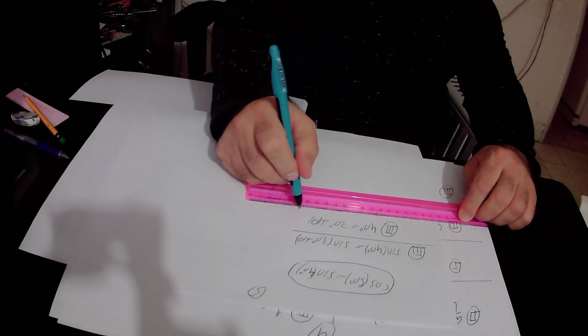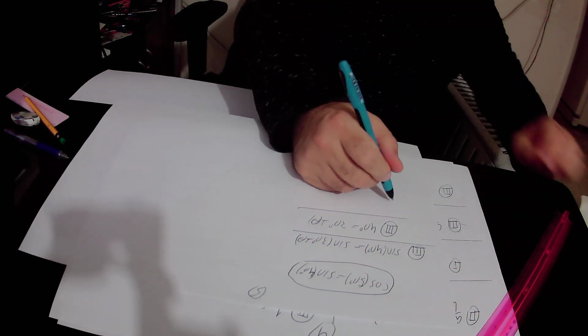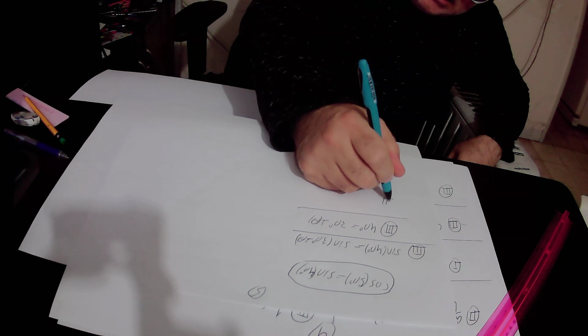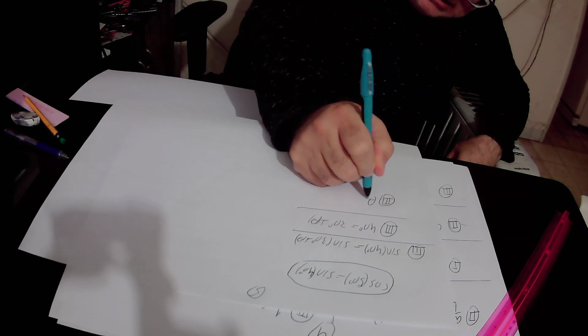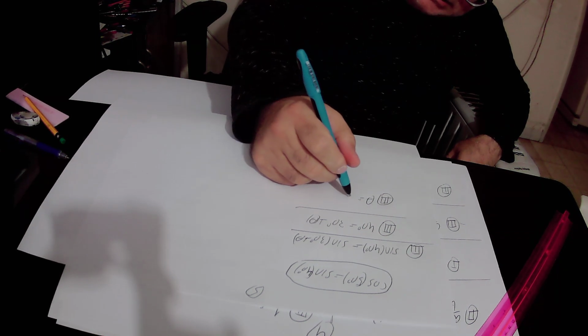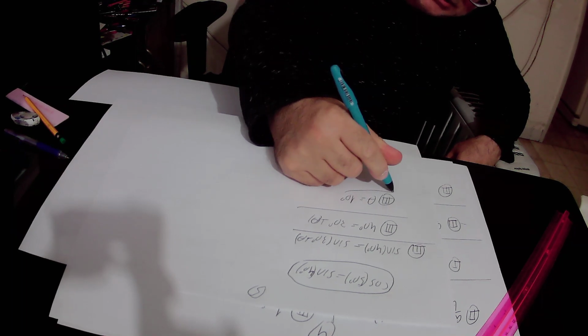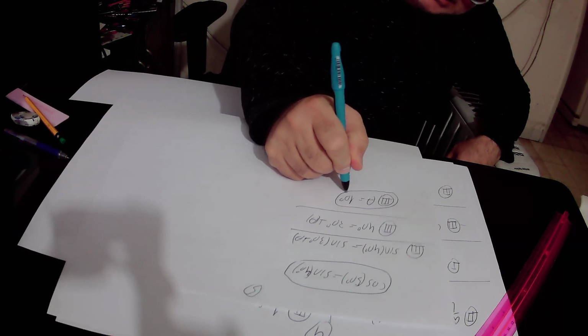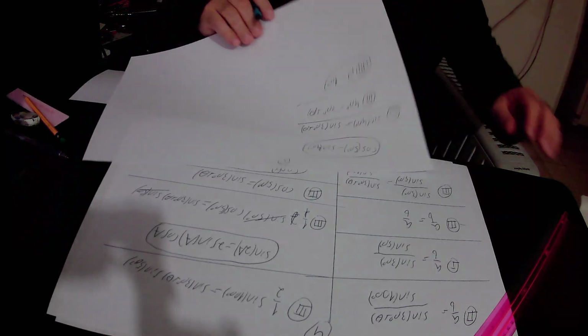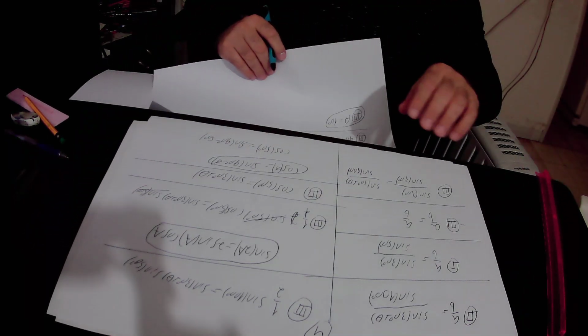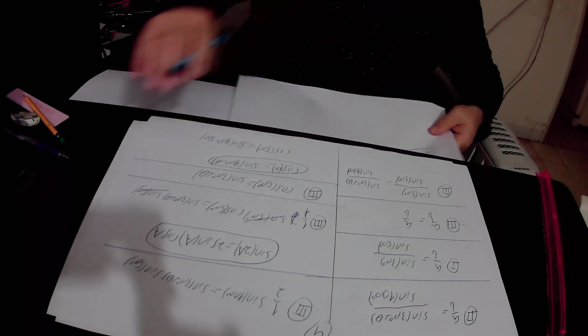Here we will subtract 30 degrees from this equation, equation number 3, and we will get that angle theta equals 40 degrees minus 30 degrees, which is 10 degrees. So we found out that angle theta equals 10 degrees.